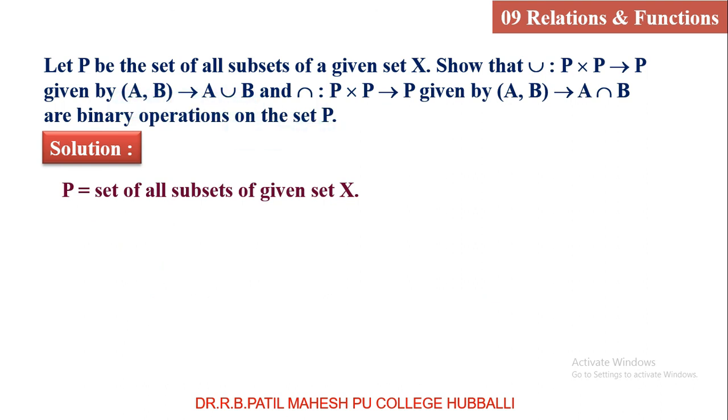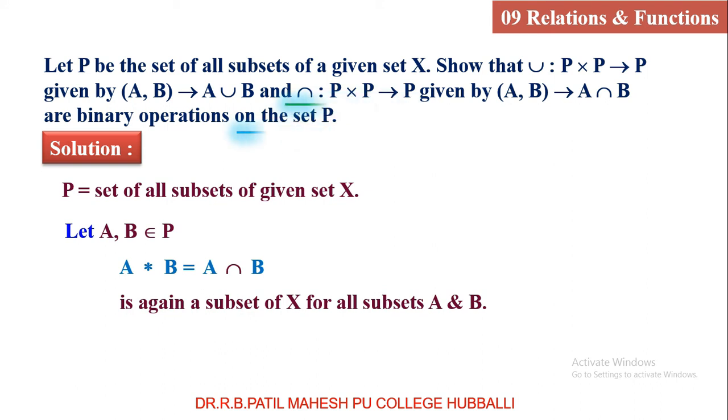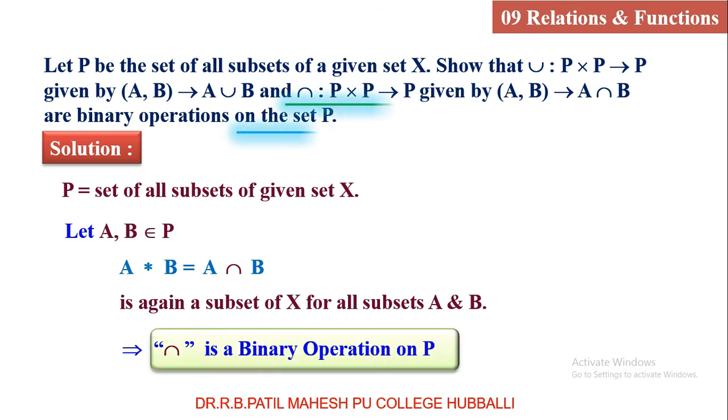Next, intersection. Let A, B belong to P. A star B is equal to A intersection B, which is again a subset of X for all subsets A and B. Therefore, intersection is a binary operation on the set P. So, this is the solution of this problem.